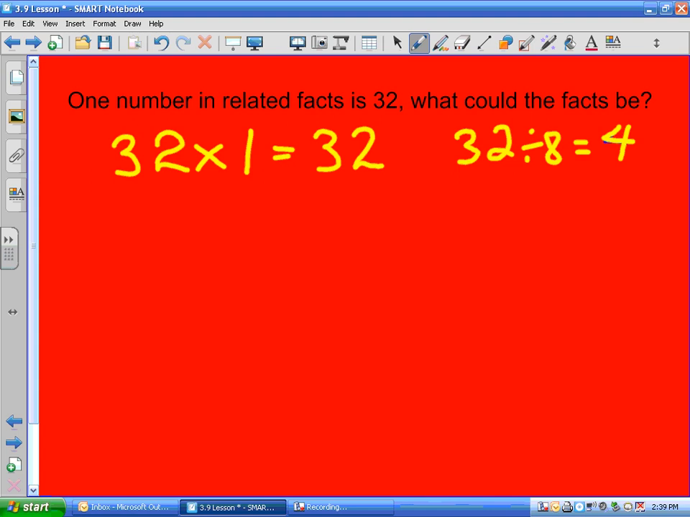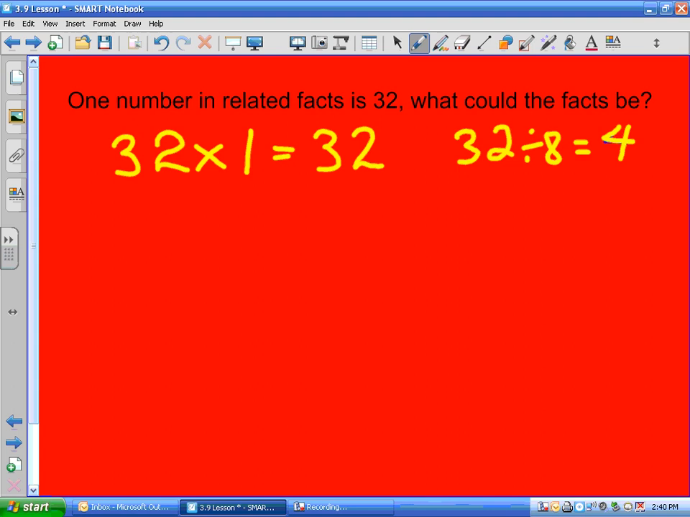Okay. Now, why do I put the first one on the left and this other one on the right? Why did I separate those two things? What do you think? Multiplication and division. Not quite. What 3 numbers are involved here? 32, 1, and 32, right? What 3 numbers are involved over here? 32, 8, and 4. This number on the right is a different family for 32 than the one on the left.